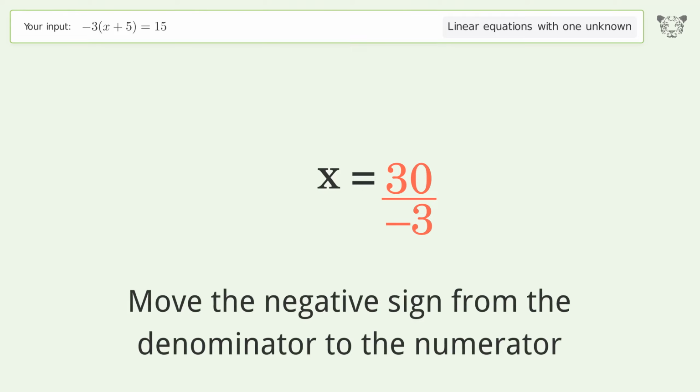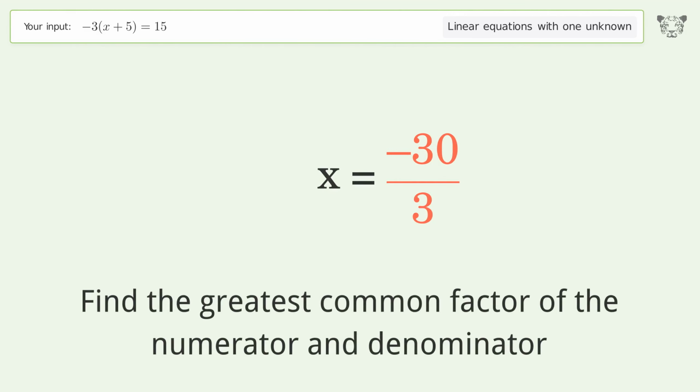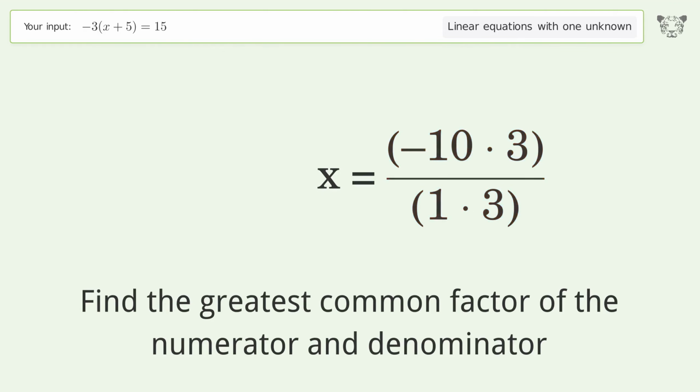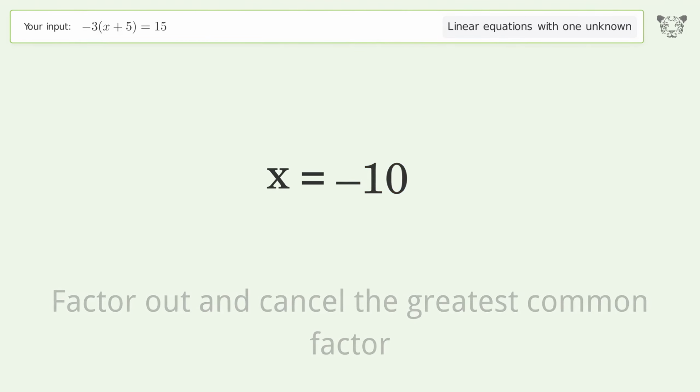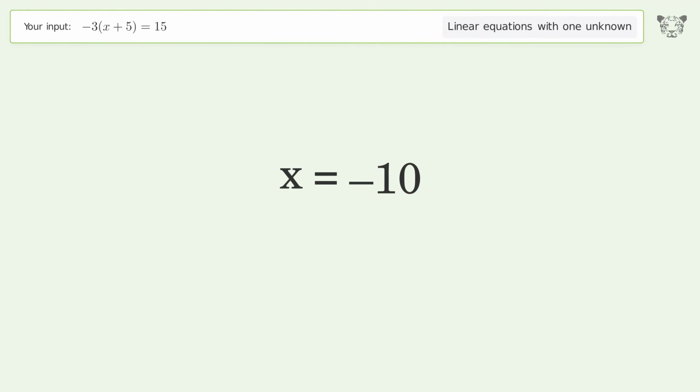Move the negative sign from the denominator to the numerator. Find the greatest common factor of the numerator and denominator. Factor out and cancel the greatest common factor. And so the final result is x equals -10.